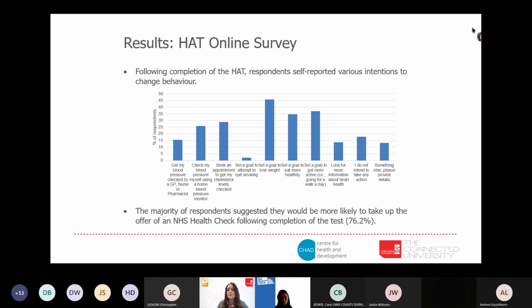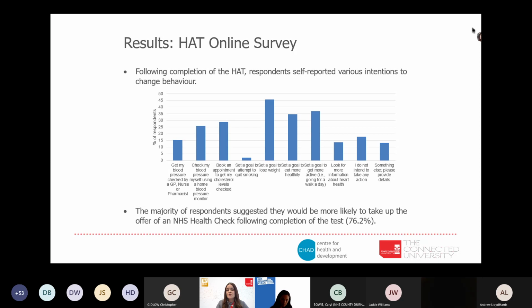And setting a goal to lose weight was most commonly combined with setting a goal to eat more healthily or to get more active. Less than a fifth of respondents suggested they did not intend to take any action following their HAT result, and reasons for not intending to take action included their perceived inaccuracy of the result, the test said they were healthy for their age, and other, which included barriers related to COVID restrictions, continuing healthy behaviour or changes already implemented before taking the test.